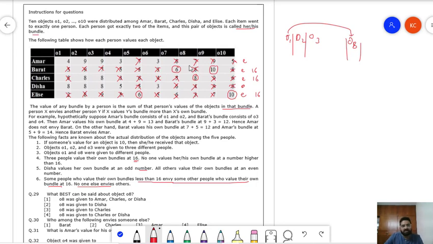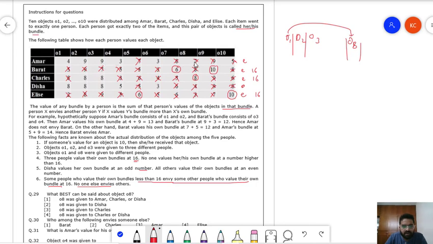So the basic logic I already explained. What you need to do is to understand that you solve the easier one. And here also, if you want to solve completely, then we can apply the logic of envy also.